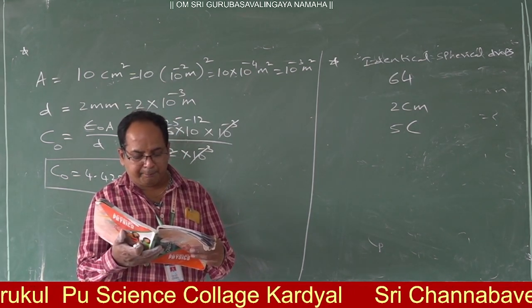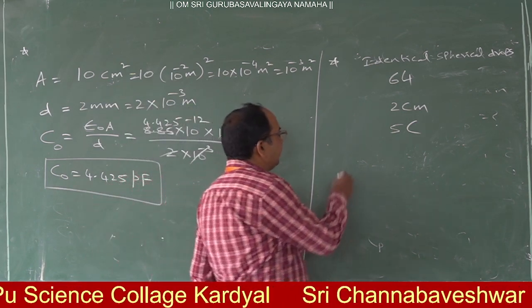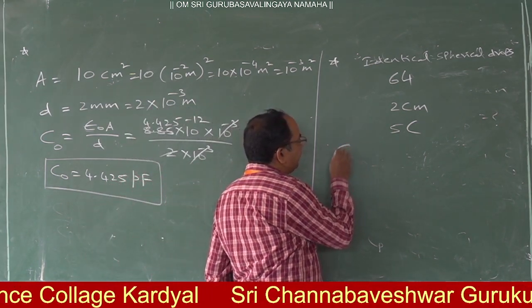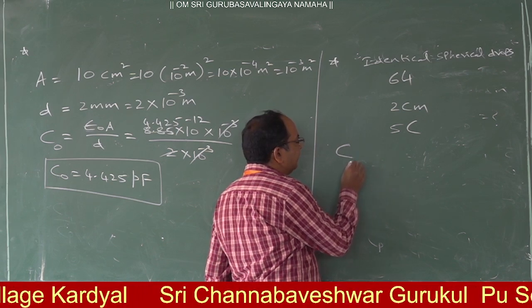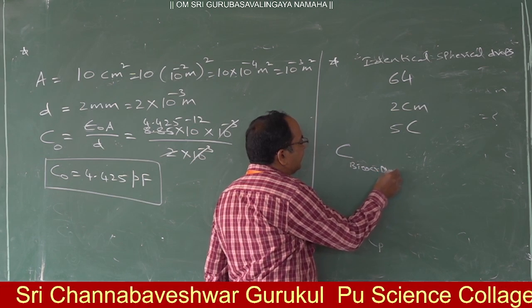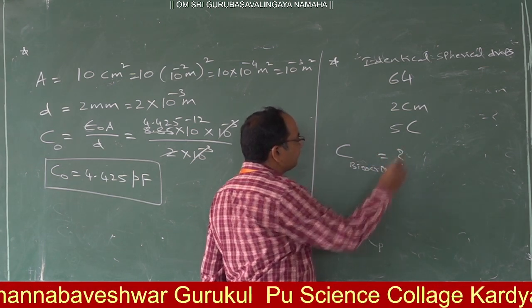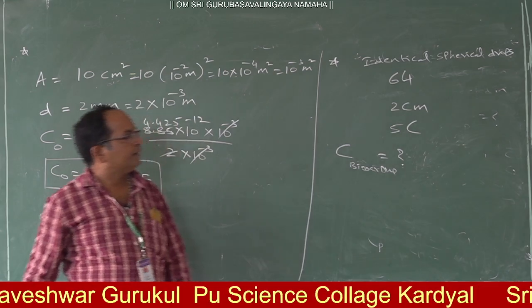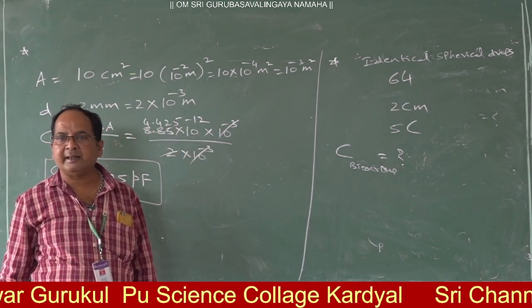combine to form a bigger drop. Then its capacitance is dash.